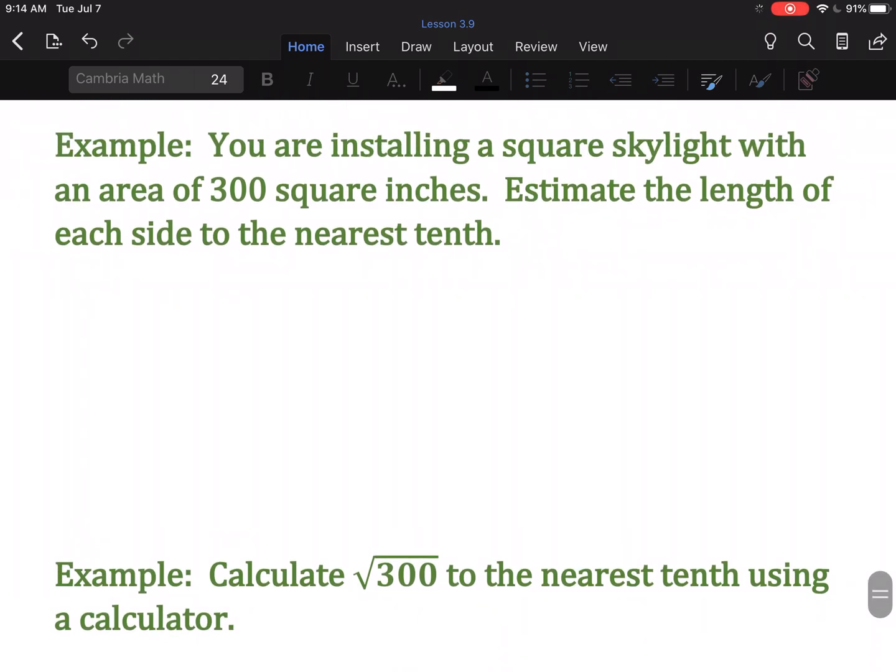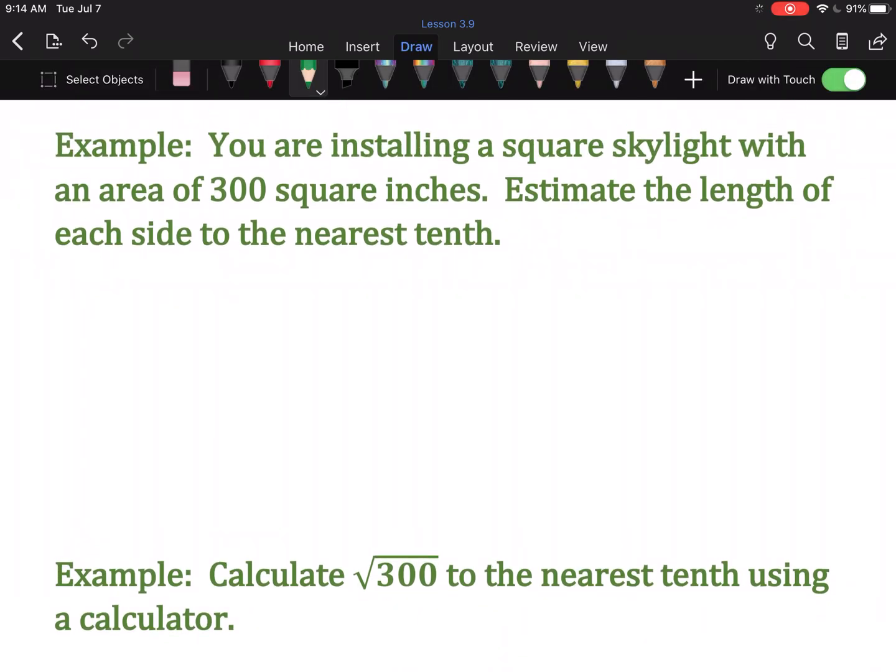You are installing a square skylight with an area of 300 square inches. Estimate the length of each side to the nearest tenth. Okay, so if it's a square skylight, that means that each side is the same, and that means its area, s squared, is 300. The opposite of squaring is square rooting, so s is the square root of 300. We are told to estimate this to the nearest tenth.